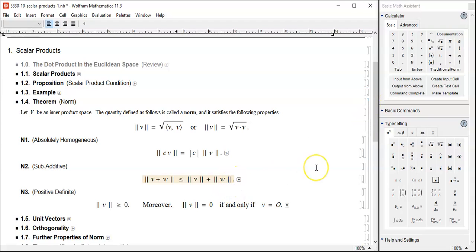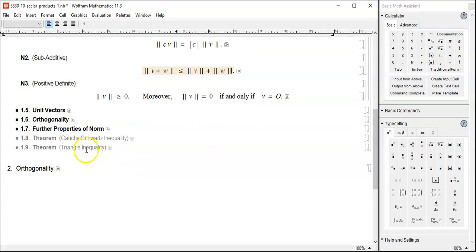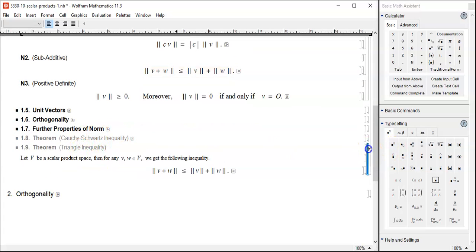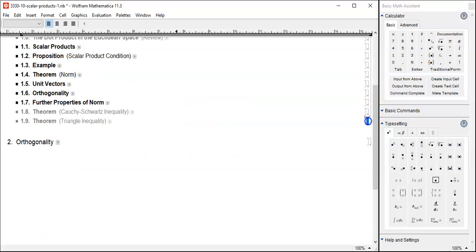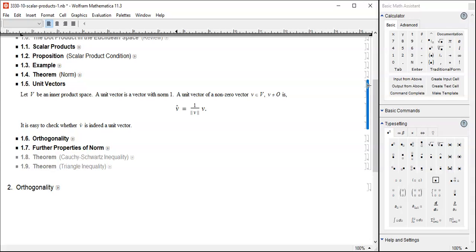Now, this one, subadditivity. Let's postpone that because this is going to be hard. As a matter of fact, it comes over here, and we'll prove it a bit later, probably in a separate video. Let's follow this order. Next topic, unit vector.